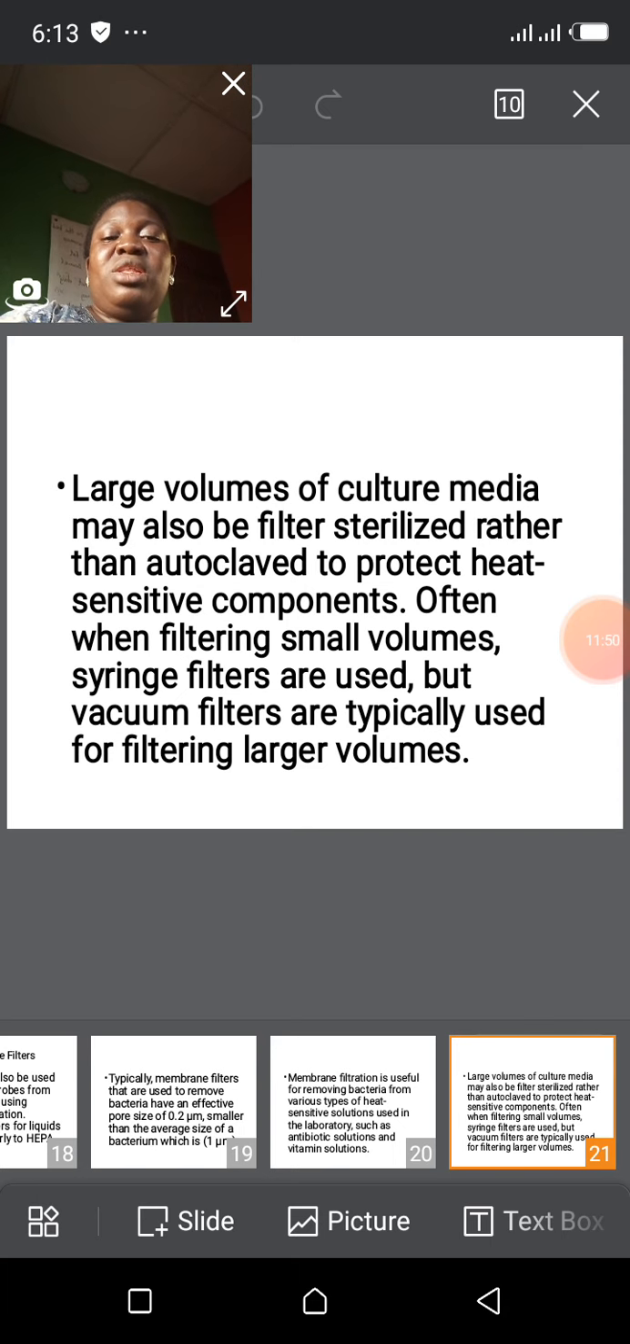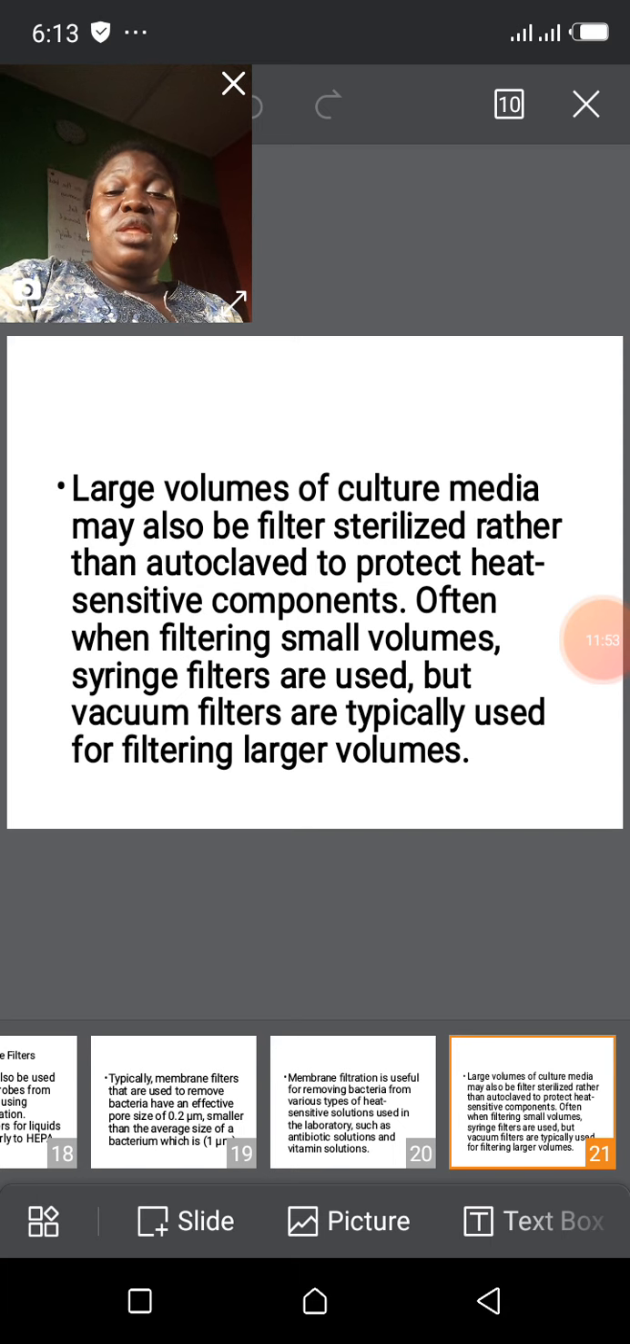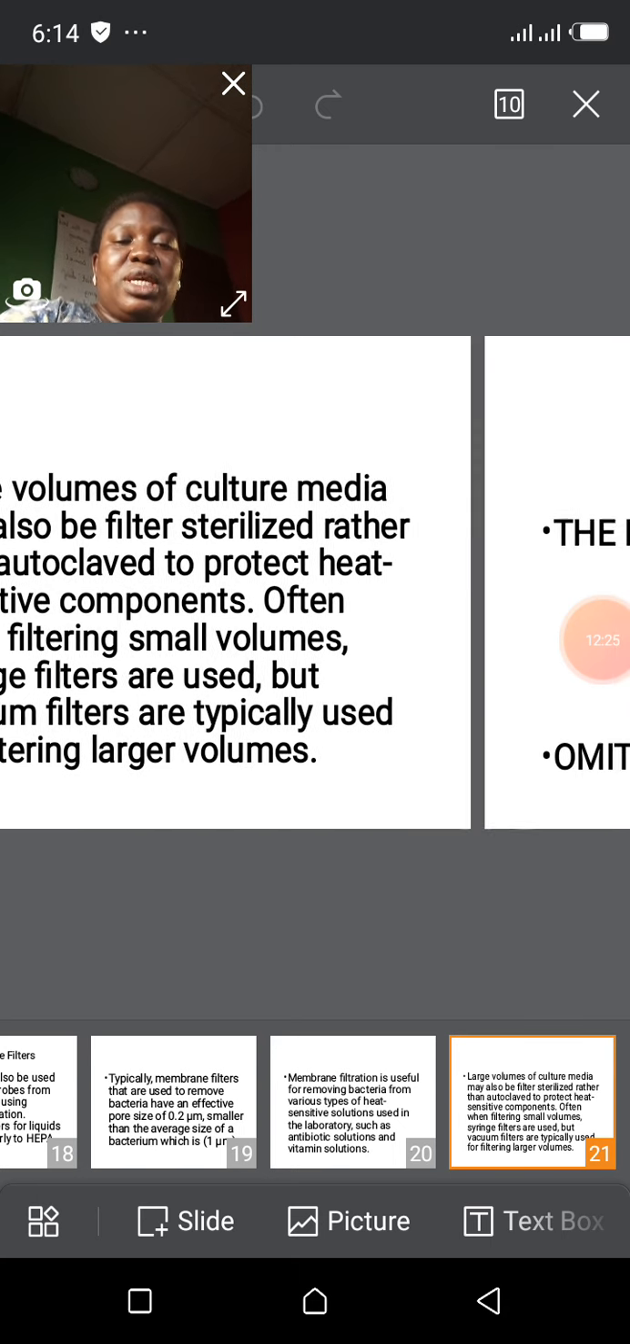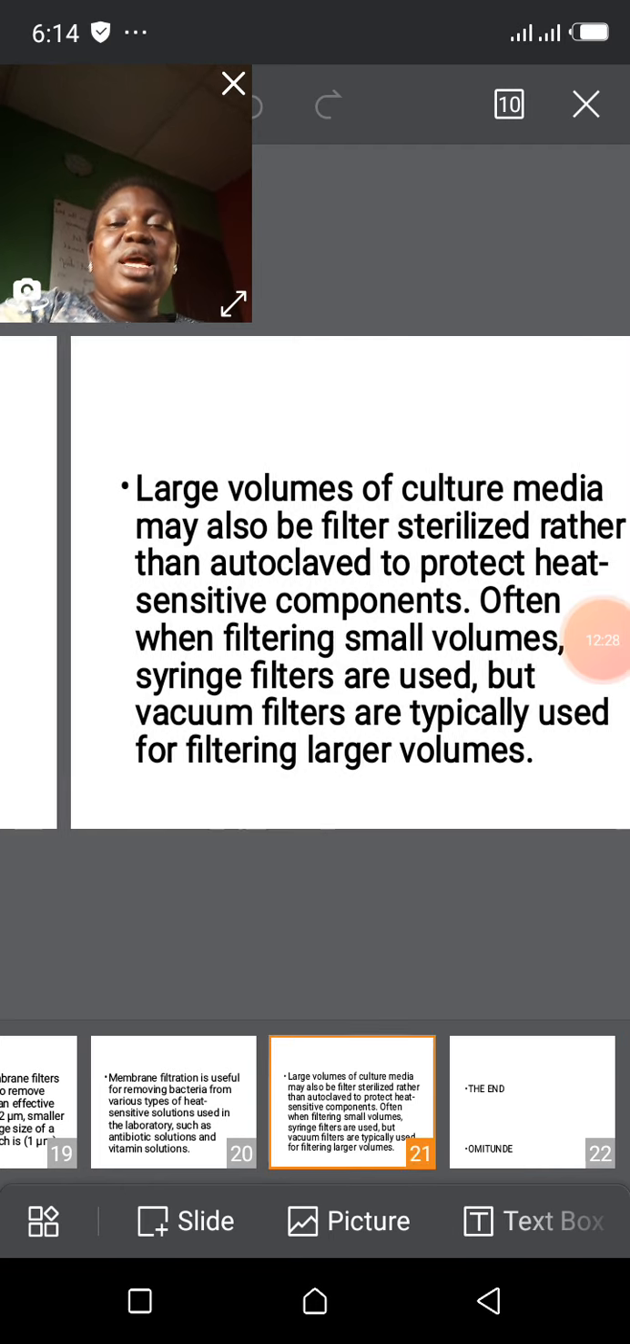And when you are filtering smaller content, instead of using a membrane filter, what you use is the syringe filter. The syringe filter is just like the normal syringe, but it has a filter at the mouth, whereby the content will pass through the filter before coming out of the needle. That is the syringe filter, which is usually used for sterilizing smaller substances. But when you are sterilizing larger quantities through filtration, you make use of the vacuum filters. That is where we're going to end the class for today.